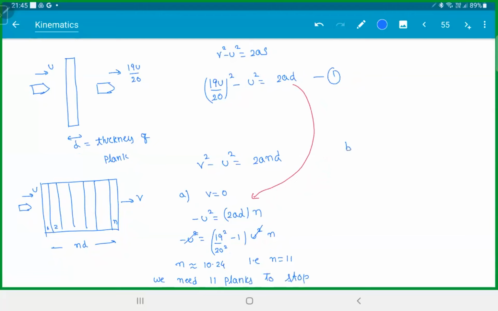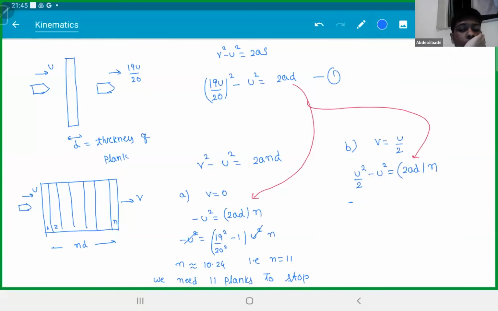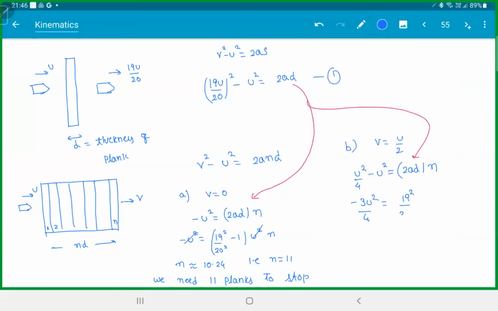The second part of the question, you just want to make the speed half. So u by 2, substitute there. You end up with u square by 2 minus u square is equal to 2ad into n. Put it in this. You get minus 3u square by 4 is equal to 19 square by 20 square minus 1 u square into n.